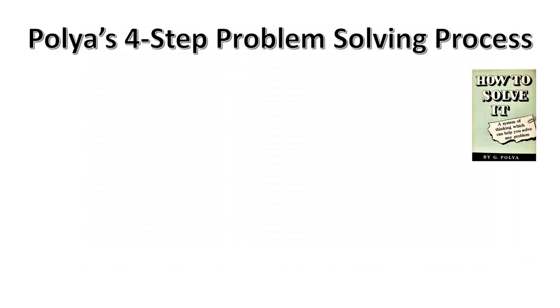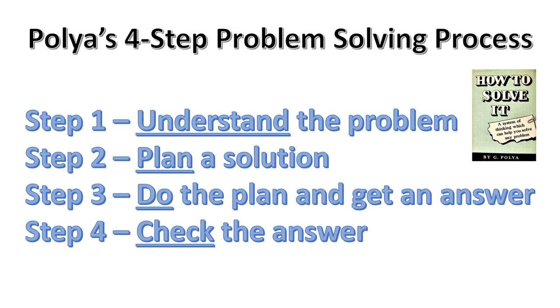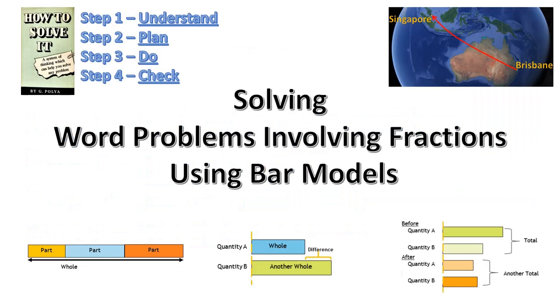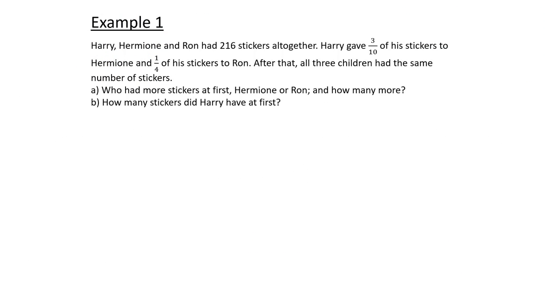To add structure to the way we solve the problems, we use a 4-step process: understand, plan, do, check, first shown to us way back in 1945 by the Hungarian mathematician George Polya. Let's explore how to use the bar model and the 4-step problem-solving method by looking at a word problem involving fractions where the denominators are unrelated.